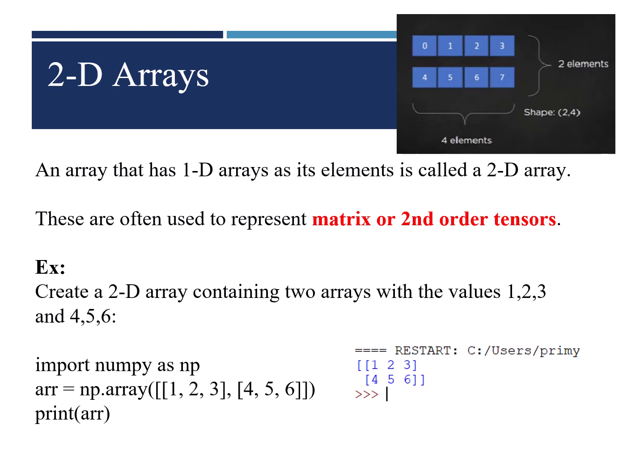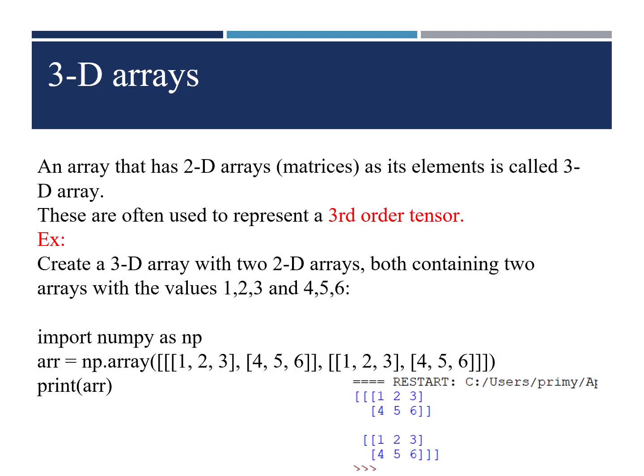Since it is a two-dimensional array, we have both rows and columns. This is an example regarding 3D arrays.